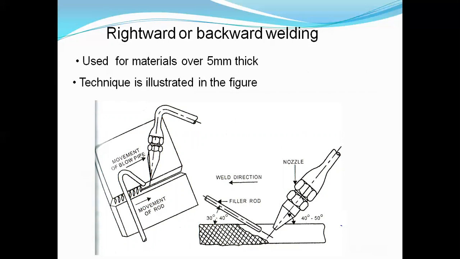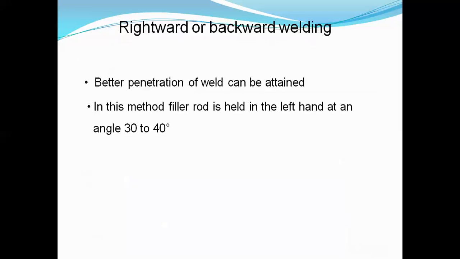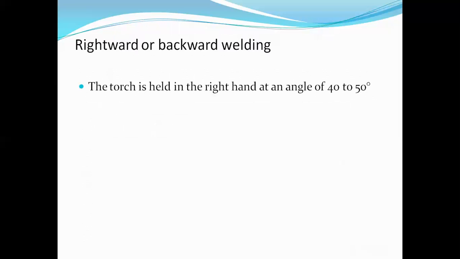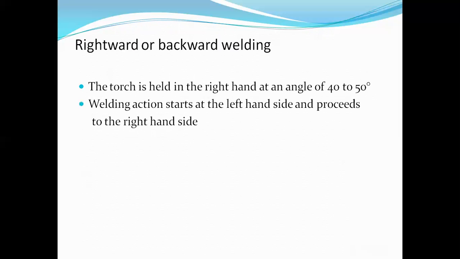The filler rod is in the left position and the welding torch in the right position, at angles, and the process commences from left to right. It starts at the left end and moves to the right end. So better penetration of the weld can be attained. In this method, the filler rod is held in the left hand at an angle of 30 to 40 degrees. In rightward or backward welding, welding starts at the left hand side and proceeds to the right hand side. With this, we can get improved mechanical properties.